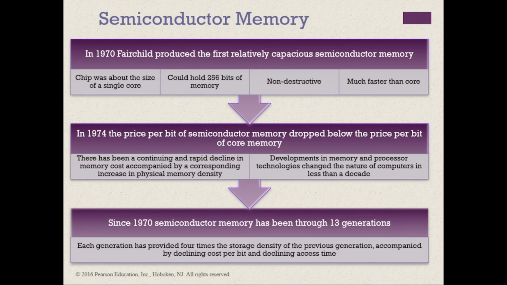It's very expensive. Then in 1974, a seminal event occurred. The price per bit of semiconductor memory dropped below the price per bit of core memory. Following this, there has been a continuing rapid decline in memory cost accompanied by a corresponding increase in physical memory density. This has led the way to smaller, faster machines with memory sizes of larger and more expensive machines from just a few years earlier.